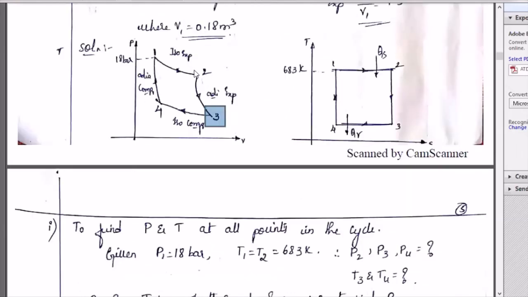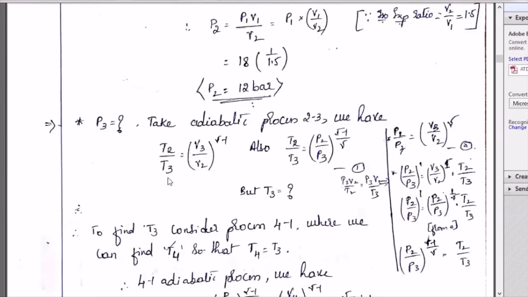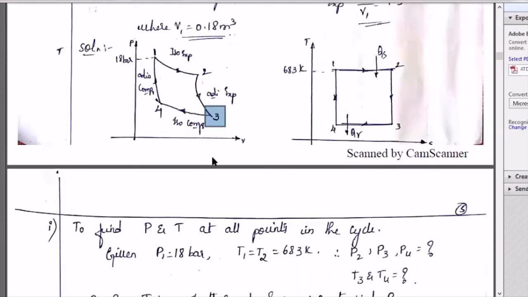The previous process used an adiabatic expansion formula. The adiabatic expansion formula is T2 by T3 is equal to V3 by V2. How can you remember the formula? There are two adiabatic processes, 2 to 3 and 4 to 1. Which volume is more in 2 to 3? Volume 3 is more. In 4 to 1, volume 4 is more. Therefore, you can write the equation as V3 by V2, V4 by V1, to the power of gamma.